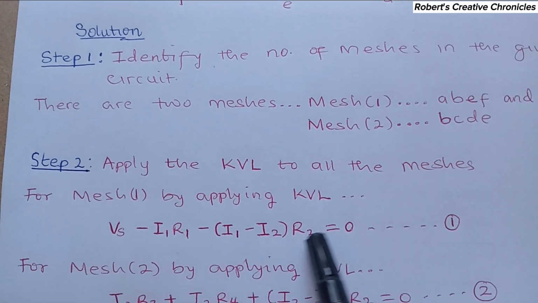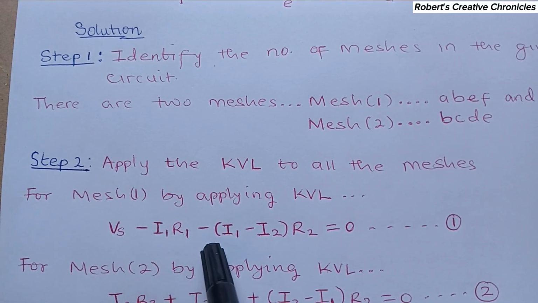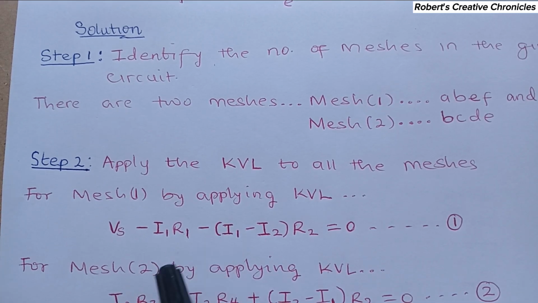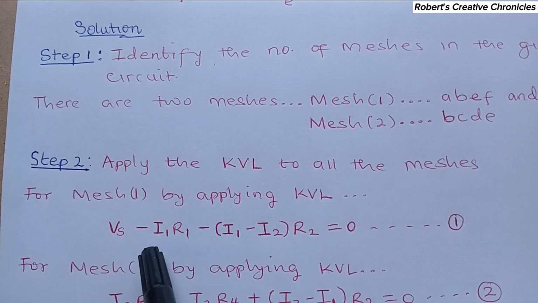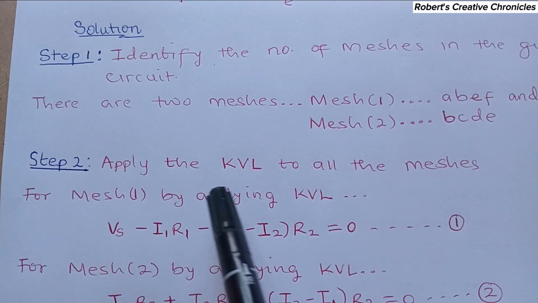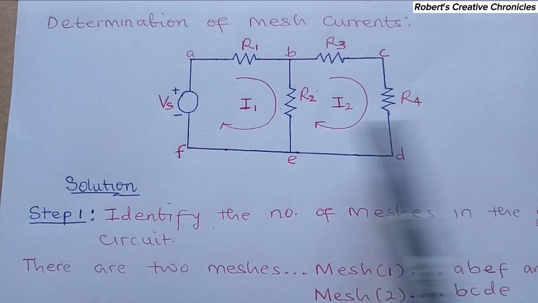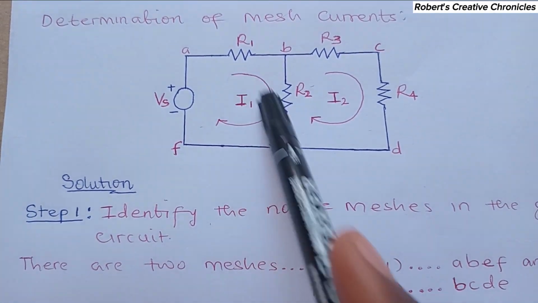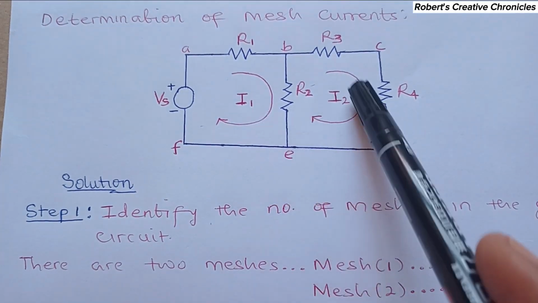So for mesh 1, by applying KVL. In this mesh analysis, you actually apply KVL and Ohm's law. Ohm's law is voltage equals current times resistance, that is V equals IR. So when you are applying KVL to the first mesh, you assume current directions. These currents are assumed directions of current. We don't know whether it's the actual direction, but they are assumed.